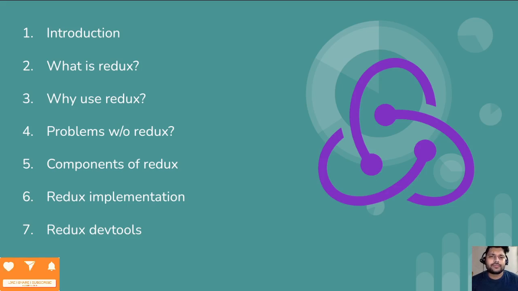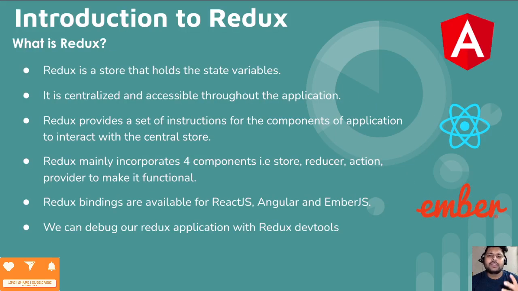So what is Redux? Redux says that I'm the simplest thing that is going to store the state variables. I have something, a word, store here. I use store to handle all the states in a single variable. So Redux has four components. Number one is store. Number two we have reducer. Number three we have action, and number four we have provider. Redux can be used with your React application, with your Angular application, or with Ember.js. Redux has dev tools that help me debug the application.